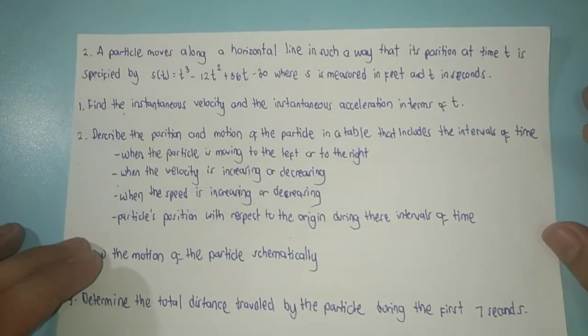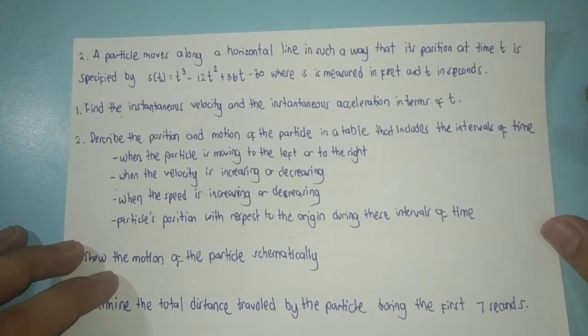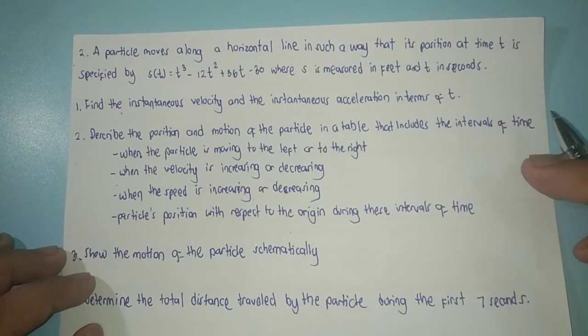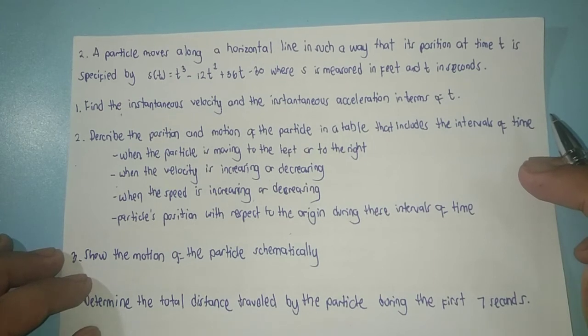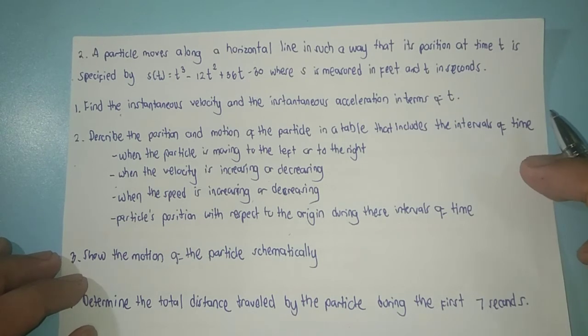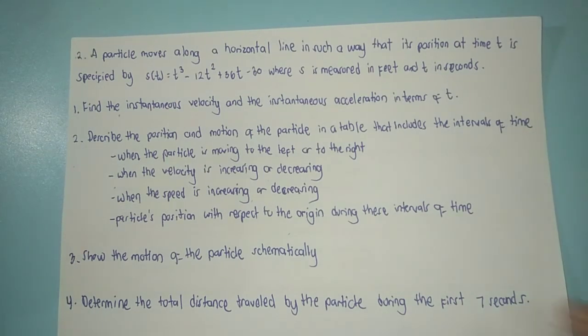Now, let's have number 2. A particle moves along a horizontal line in such a way that its position at time t is specified by s of t equals t cubed minus 12t squared plus 36t minus 30, where s is measured in feet and t in seconds. So, isa-isahin natin to.